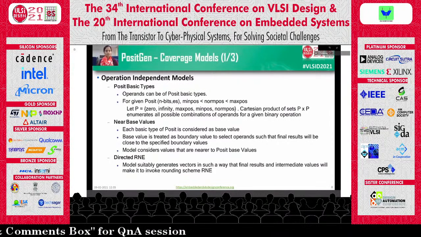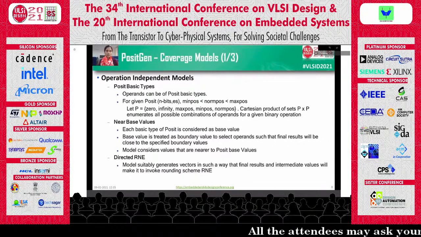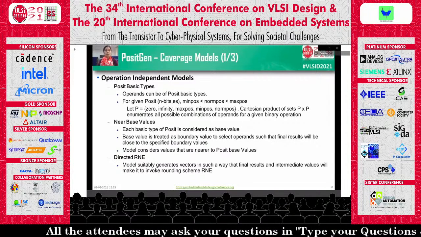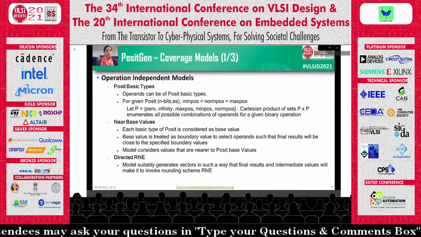The next one is the near base values. In this, a POSIT basic type is treated as a base value and this base value is considered as a boundary value. So this model generates operands such that the output of the operation will be nearer to these boundary values. This model is also applicable to all subsets of the POSIT domain.